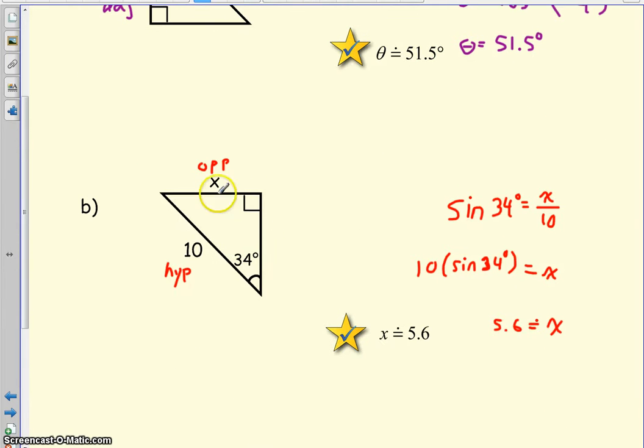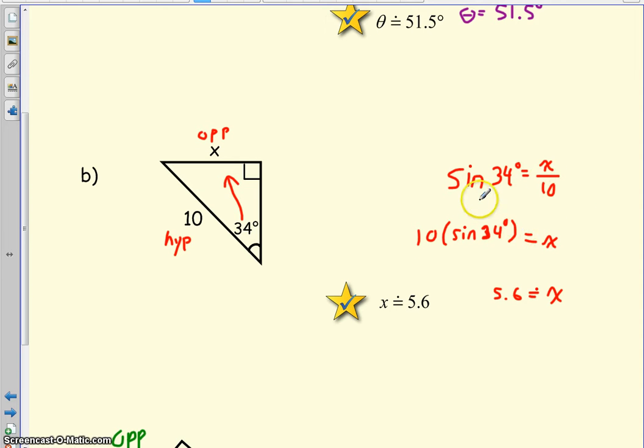Okay, in part B, the unknown is a side length. So using the given angle of 34 degrees, I know that the side across from it, x, is going to be the opposite, and 10 is the hypotenuse. So if my unknown is the opposite side, I want to choose a ratio that has the opposite in it so I can solve for it. I have the hypotenuse and the angle, so which ratio has both opposite and hypotenuse is going to be the sine ratio. So sine of 34 degrees is going to be equal to my opposite, which is x, over my hypotenuse, which is 10. And then from here on in, it is just algebra.